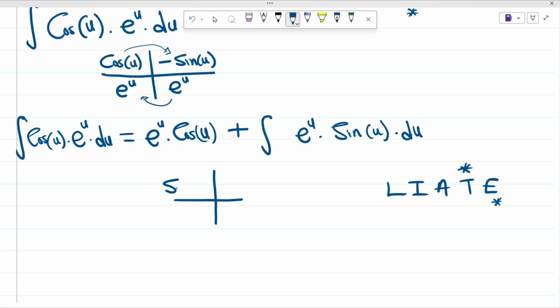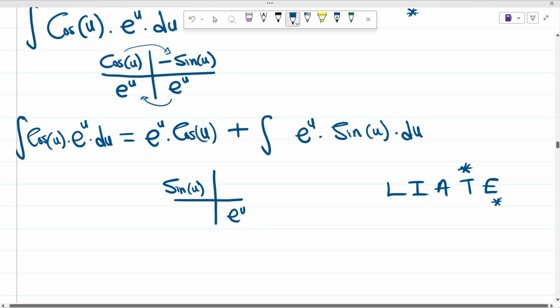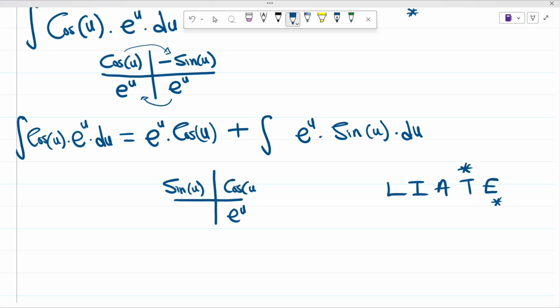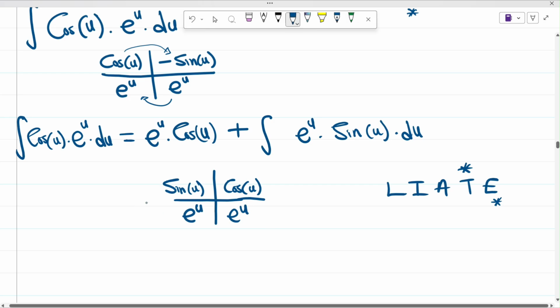Meaning that I'm going to write my sine of u here, and then my e to the power of u here. And then I differentiate. Sine u with respect to u, when I differentiate it, becomes cos of u. And then I integrate e to the power u with respect to u. It becomes e to the power of u, like this. Okay, I'm done now.